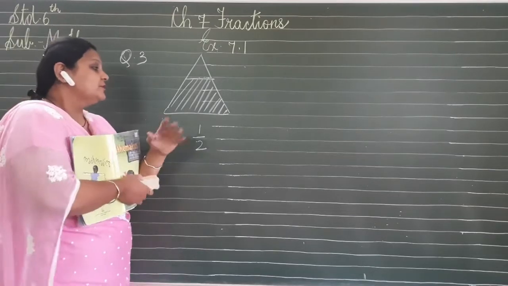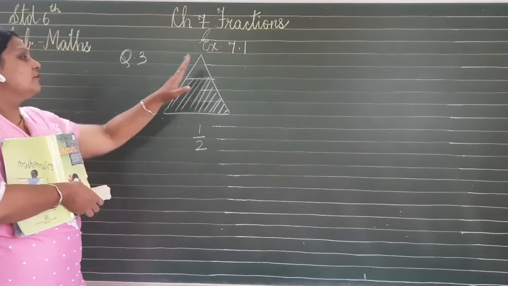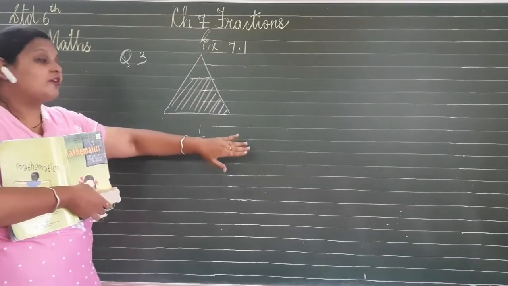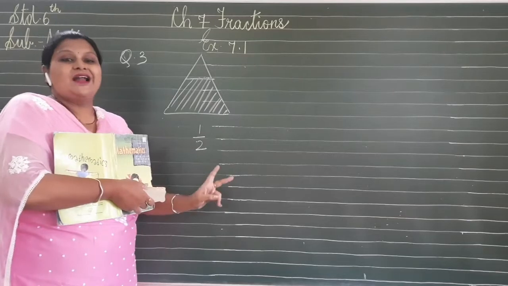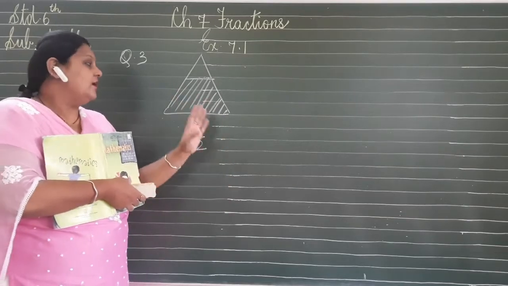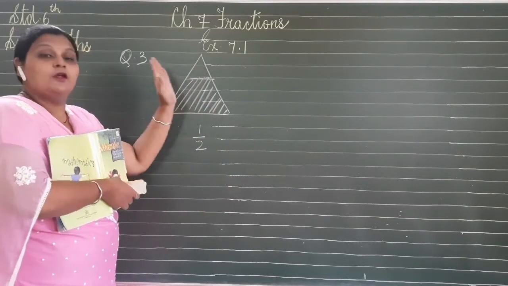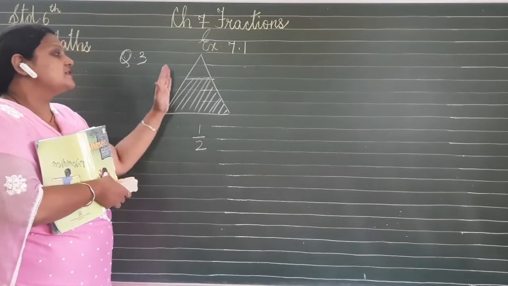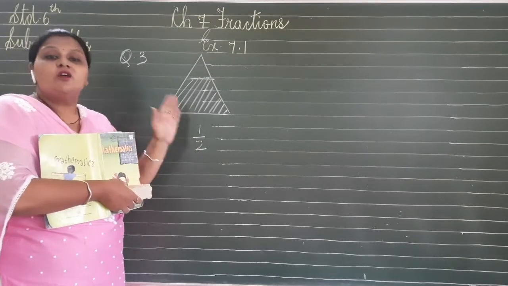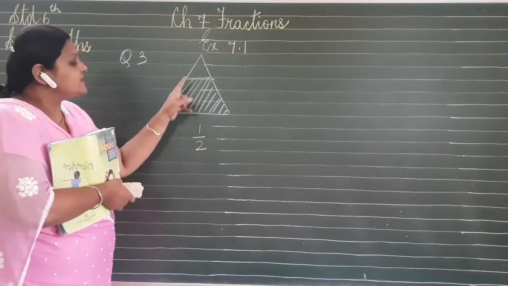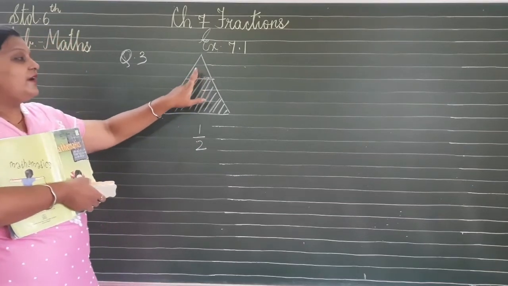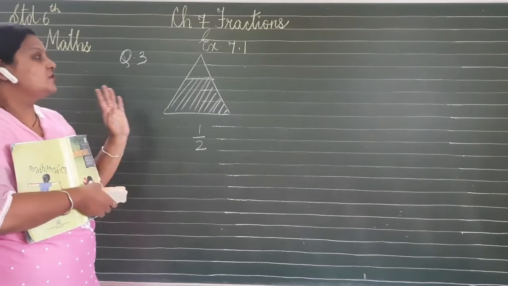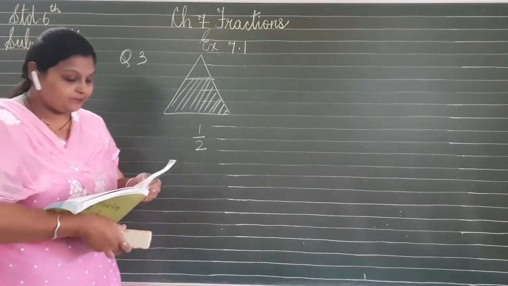Now if we observe it, both the parts are not equal. Here 1 upon 2 means 2 equal parts of a given figure. Now here parts are not equal. So it is not representing equal part. That's why it's not 1 upon 2 because it is not divided into equal parts. So this is an error.